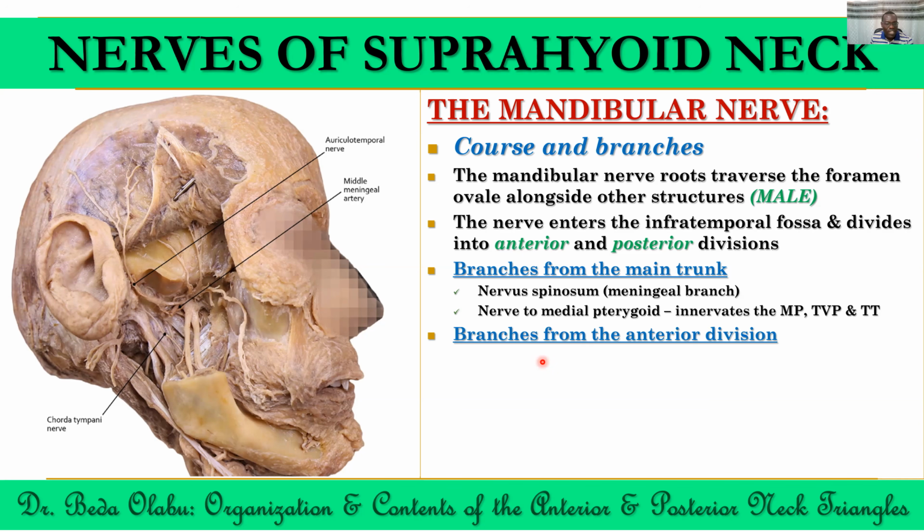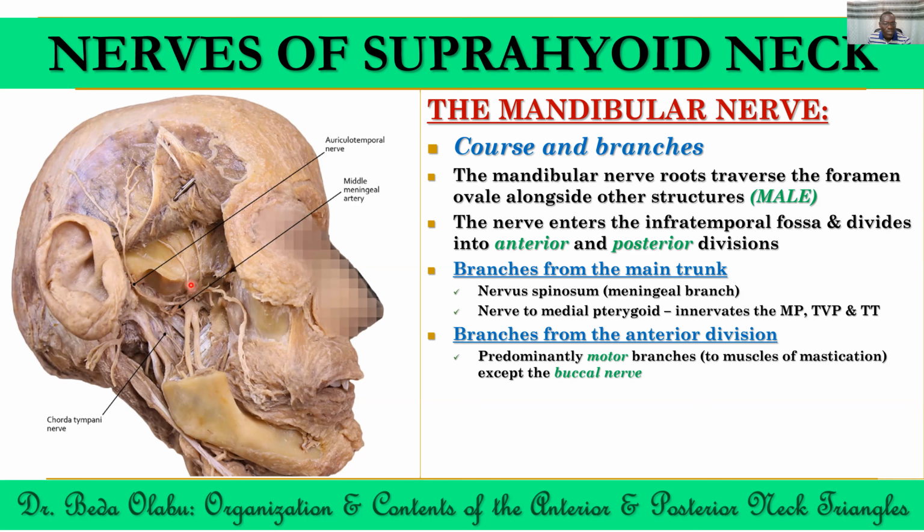Then we have the anterior division. The anterior division is this one here. The anterior division of the mandibular nerve is basically giving rise to branches which are predominantly motor, which means that these branches largely go to muscles of the first pharyngeal arch. All of them are motor except the buccal nerve, which is sensory. So what are these branches?